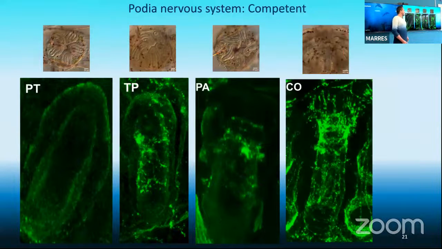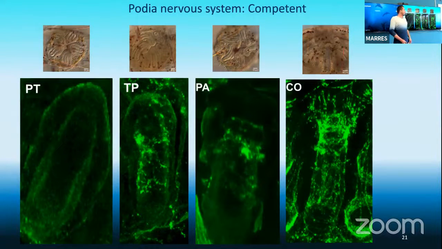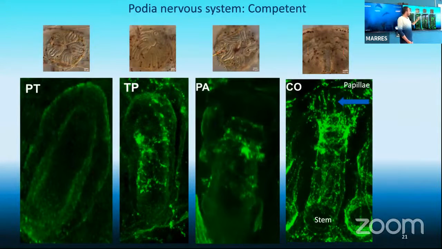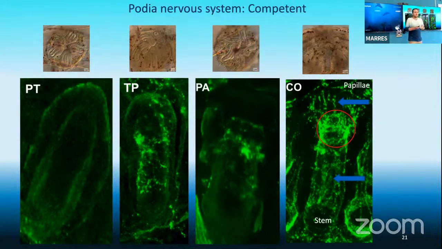And if we take a look at the last stage, the competent stage, you can see that there are a lot of new structures that have developed. We are able also to identify the papilla and the stem. The first histaminergic nervous structure I'm going to highlight are some histaminergic neurons that connect the podia epidermis to this large structure that we call the large histaminergic nervous condensation. And after, these histaminergic neurons within the stem are forming a kind of net.